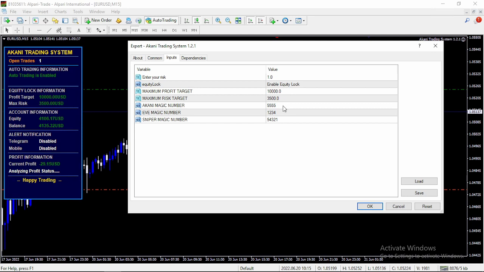We also have the magic number for the three strategies here: the Akani magic number, the Eve magic number, and the sniper magic number. I don't recommend that you change any of these magic numbers. You should just leave them as they are. If you change a magic number, it means that you don't want the failsafe to work on those trades. Let's say you want to close them out manually or using another automated system, but we are going to go into that in another entire video. So currently I recommend that you don't change the magic numbers.